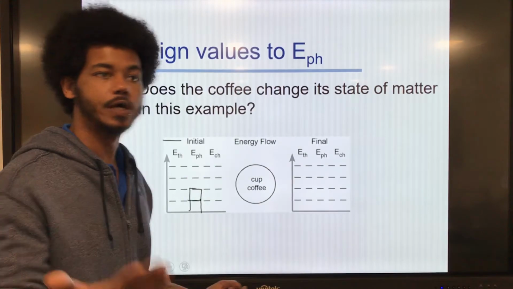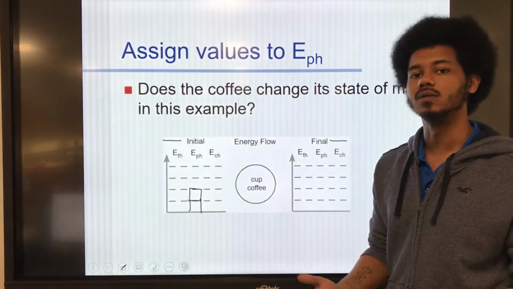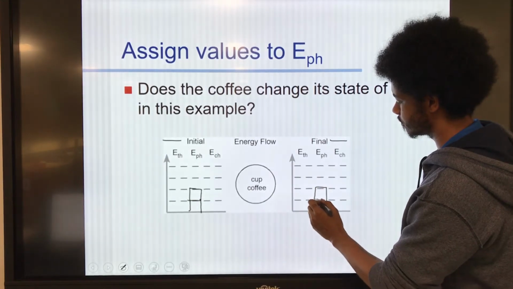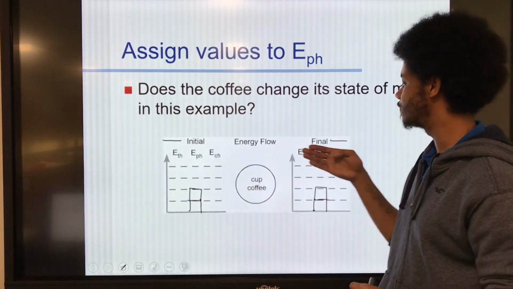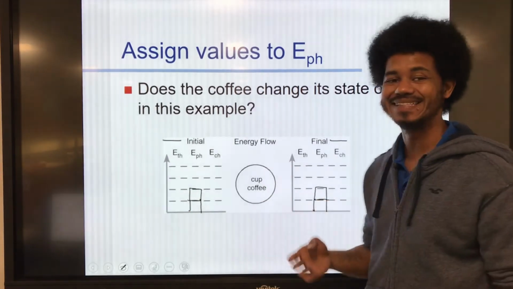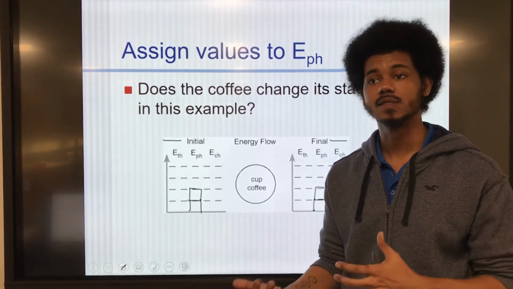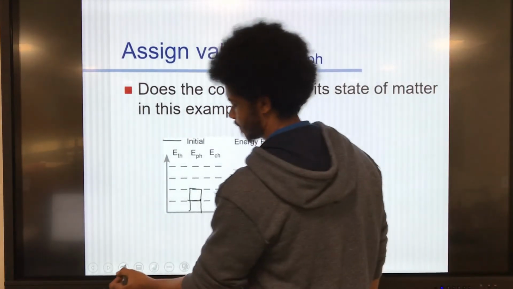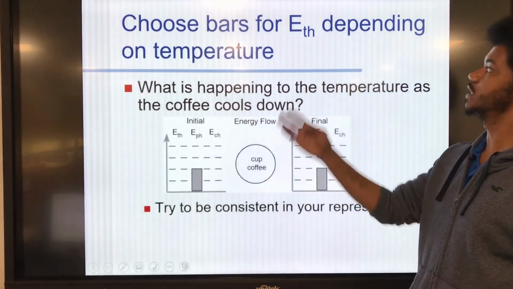Initially, the coffee is a liquid. Like I had said, the coffee is also a liquid in its final state. So I'm going to add 2 bars of energy for the coffee. Before and after, initial and final, the coffee is a liquid, and that's why I'm using 2 bars for the phase energy, okay? Because in terms of phase energy, the coffee maintains the same phase energy. It stays as a liquid before and after.